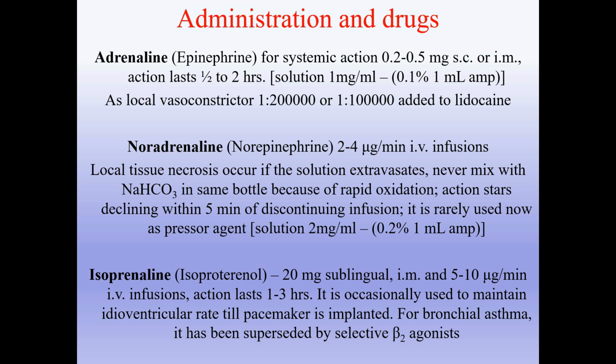Isoprenaline or isoproterenol 20 mg sublingual, IM, and 5-10 micrograms per minute IV infusion. Action lasts 1-3 hours. It is occasionally used to maintain idioventricular rate till a pacemaker is implanted. For bronchial asthma, it has been superseded by selective beta-2 agonists.